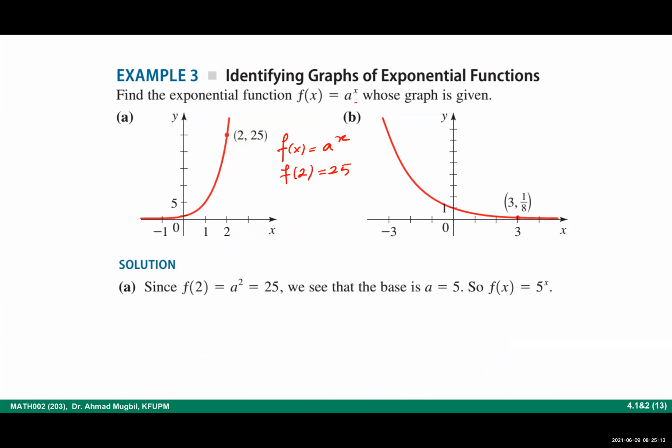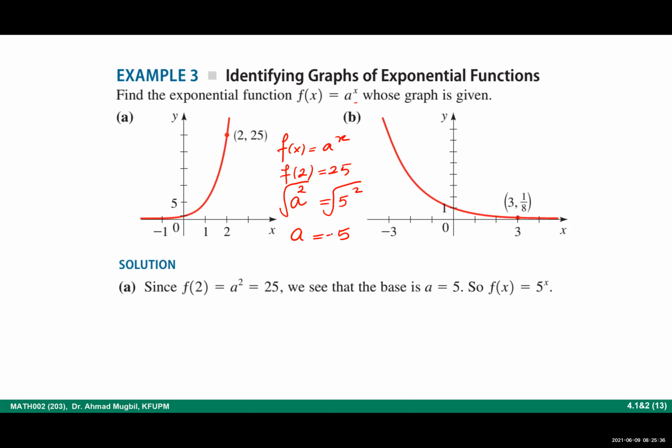Clearly here, f at 2 is 25. What does that mean? This means that a to the power 2, this is a to the power x, x is 2. So a to the power 2 is 25. And you know that 25 is what? 5 to the power 2. So what is a? Clearly a is 5.